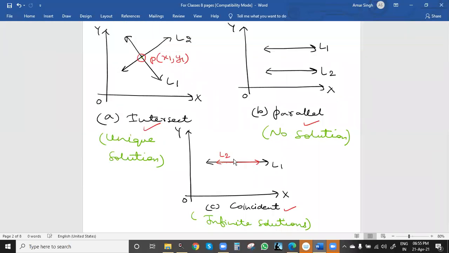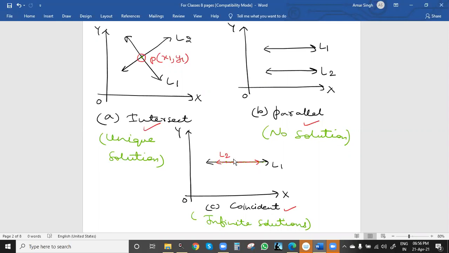This point is a common point lying on both the lines. Many points are there, all common to both the lines. So here only one point was common to both the lines. Here this point lies on both the lines. This point P, the intersection point, is a common point for both the lines L1 and L2. Here many points are there, common to both the lines L1 and L2. So many means many solutions, or we can say infinite solutions, for these lines.